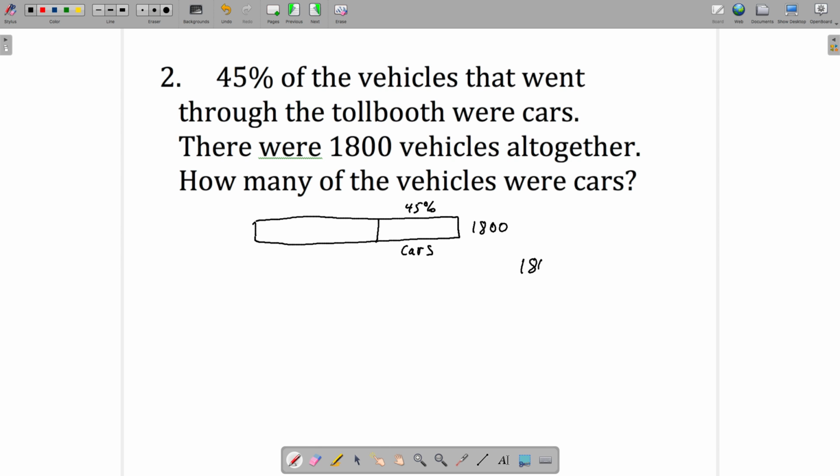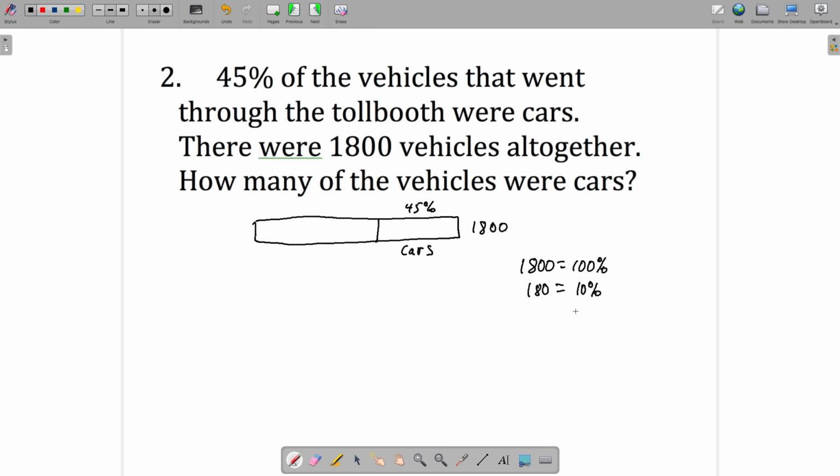So I know, hopefully you paused the video and you're working this out on your own. And now you come back. So that's going to be 100% is 1,800. 10% then would be equal to 180.